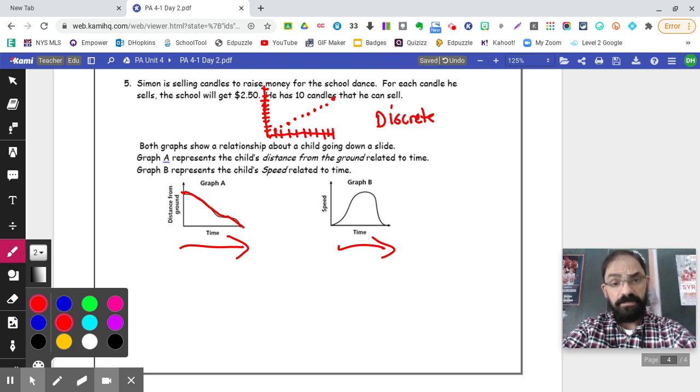Graph B discusses the speed. So at first, when you first sit down at the top of the slide, you're not going anywhere. So your speed's at 0. You increase your speed as you go down, and as you get to the bottom, come to a stop. So what we have to do is just definitely pay attention to the vocabulary that's in the question and the labels on the axes and see what the question's asking.